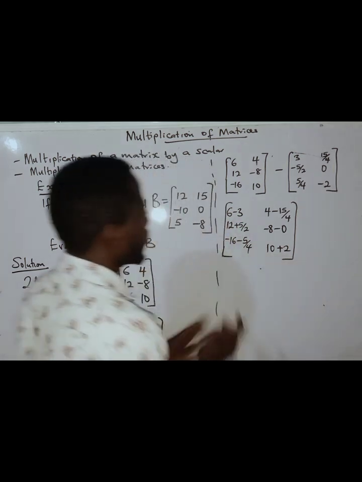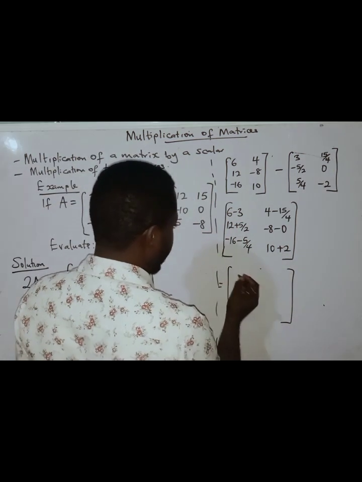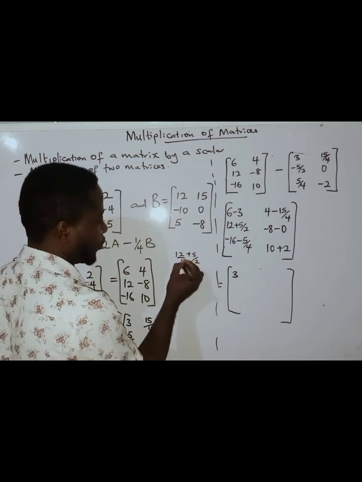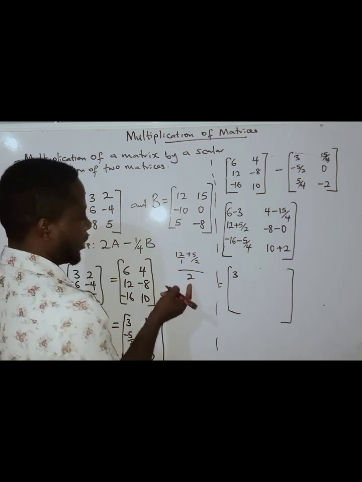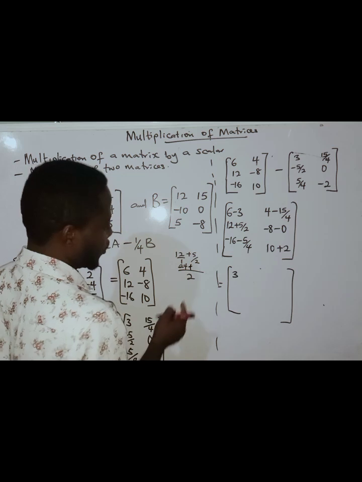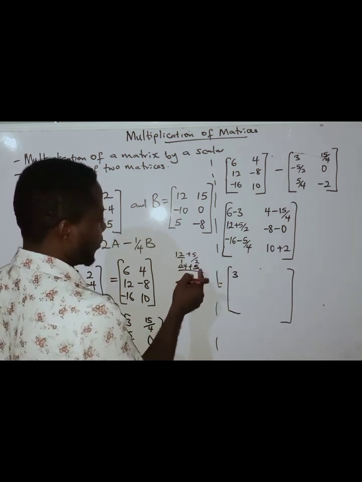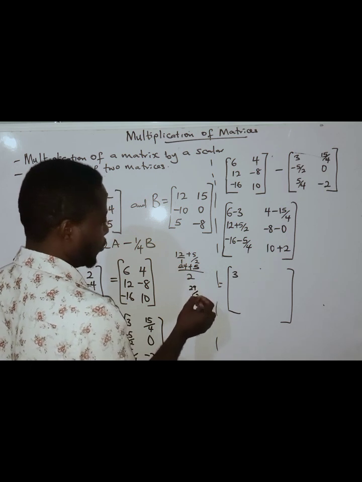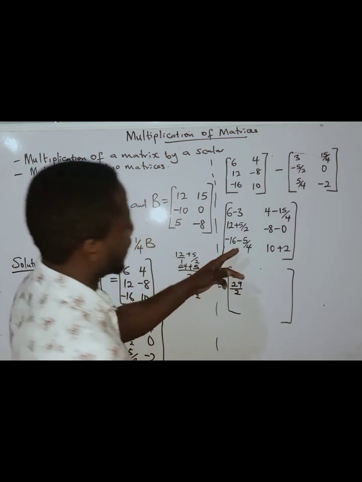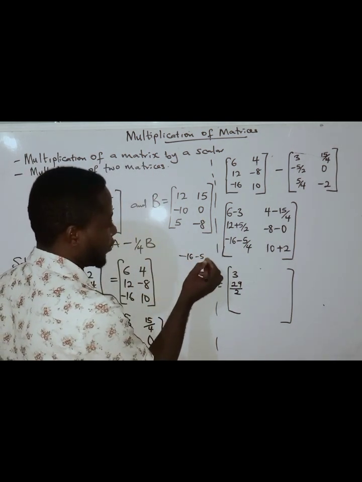Now, the next thing to do is to find these values. So this will be equal to 6 minus 3, that's 3. Then 12 plus 5 over 2. The LCM is 2. 1 into 2, 2 times 12, that is 24, plus 2 into 1, 1 times 5, that is 5. 24 plus 5 is 29 over 2. And minus 16 minus 5 over 4.